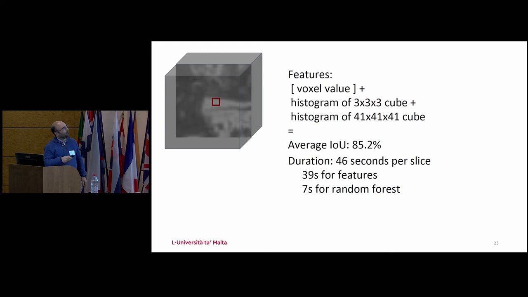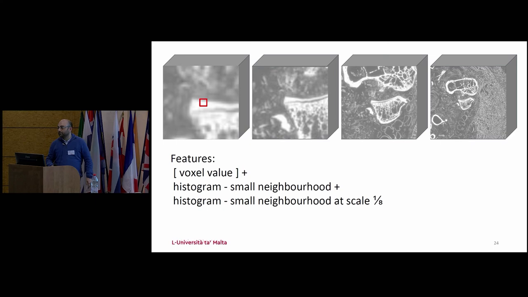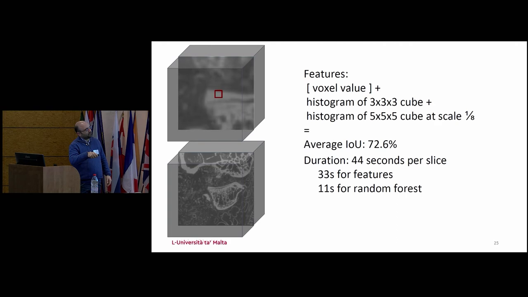Something else that we tried doing is, rather than enlarge the neighborhood, instead we would make the volume smaller and then use a small neighborhood in that rescaled volume, because that is kind of equivalent, right? In image processing, this is called an image pyramid, and it would help because rather than having to collect a histogram for a large cube, which takes time, you can instead use a small cube in a smaller volume. And if you do that, you save some 2 seconds. So it's not a lot, but 2 seconds for a lot of slices, that adds up. But you get a reduction in the precision.